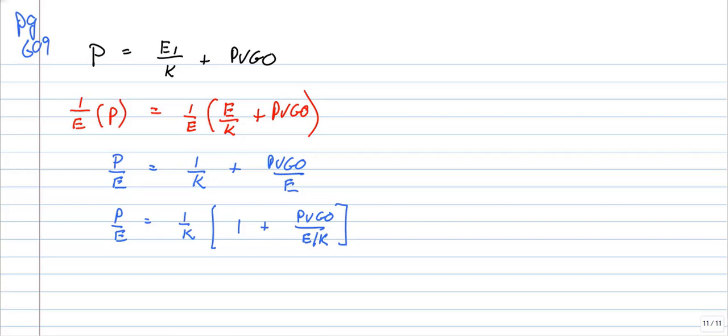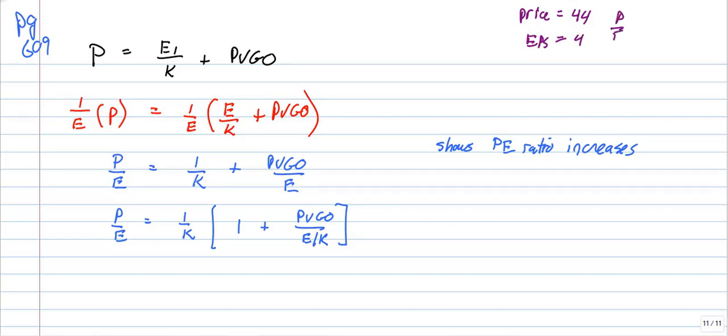One of the things that this shows us is that the PE ratio increases. Now, the PE ratio is on the left, and I don't know if we've focused a lot on the PE ratio, but the PE ratio is price per share over earnings per share, right? And it gives us an indication of how much investors are willing to pay for a dollar of earnings. Let me give you an example. Let's say the price per share is $44, and let's say earnings per share are $4. Then our PE ratio is 11. 44 divided by 4, which is 11.